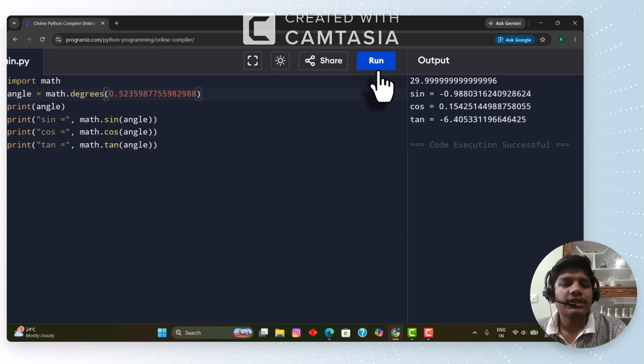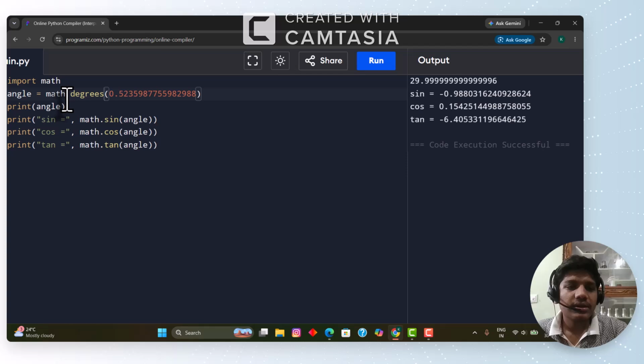So here we changed the radians, which was 0.5235. Okay, this is in radians. So we changed the radians into degrees, for which we are using the degrees function. So we are converting into the same units. Like here we used the degrees function, so we are converting what we entered into degrees. So here angle is in degrees. So sine 30 was minus 0.9, like that.